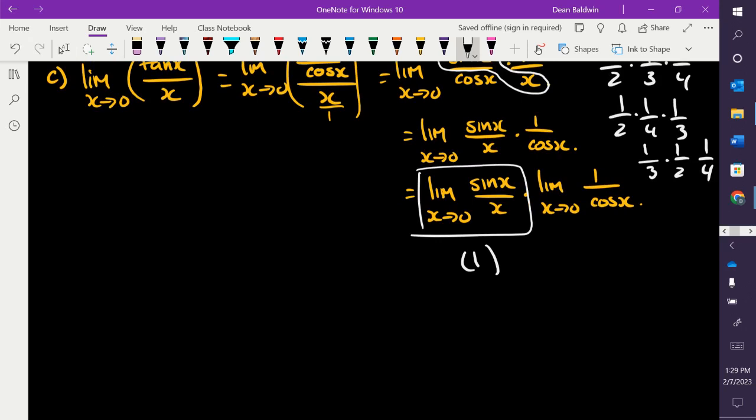What is cosine of 0? It's 1, right? If you look at the graph, it's 1. So I can put in 1 over cos of 0, which is 1. So I get 1 times 1, which is 1. So the limit of that function is 1.